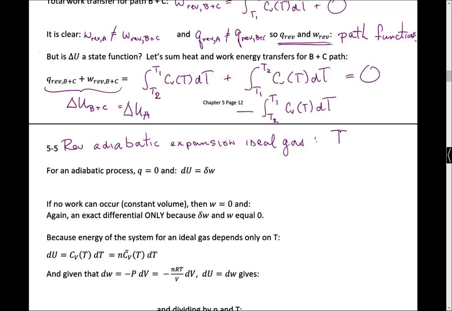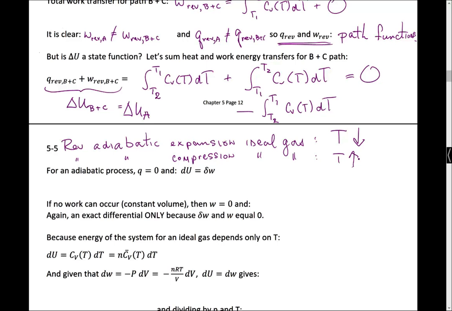And what we expect, and what we will show explicitly, is that the temperature decreases. Okay? All right, and as long as we're talking about this, I'm going to say reversible adiabatic compression for an ideal gas. We're going to see the temperature go up, right? And that should make sense.